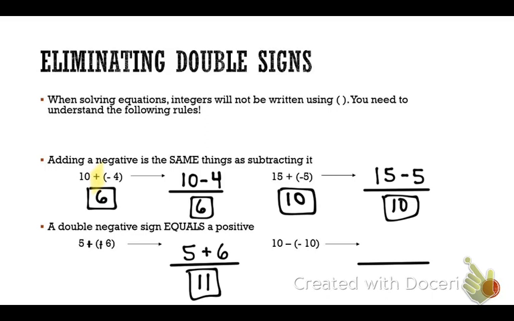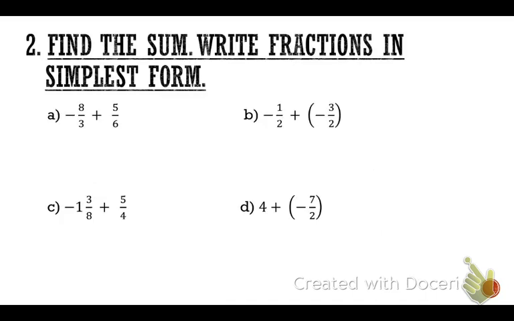So going on to the next one, 10 minus negative 10. What happens to my double negative signs? They both become a positive, and instead of saying 10 plus 10, we say plain old 10 plus 10. And what does that equal? 20. Does that make sense with the double negative sign? Okay, very good. So let's do a few examples together. Now we are going to be working with some fractions and some decimals.